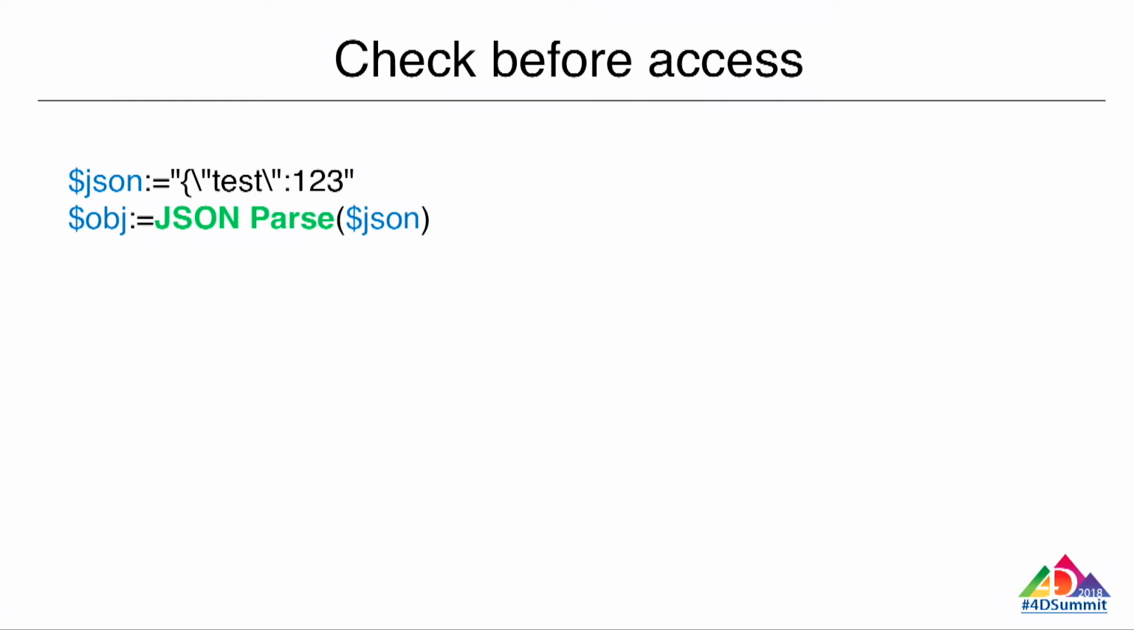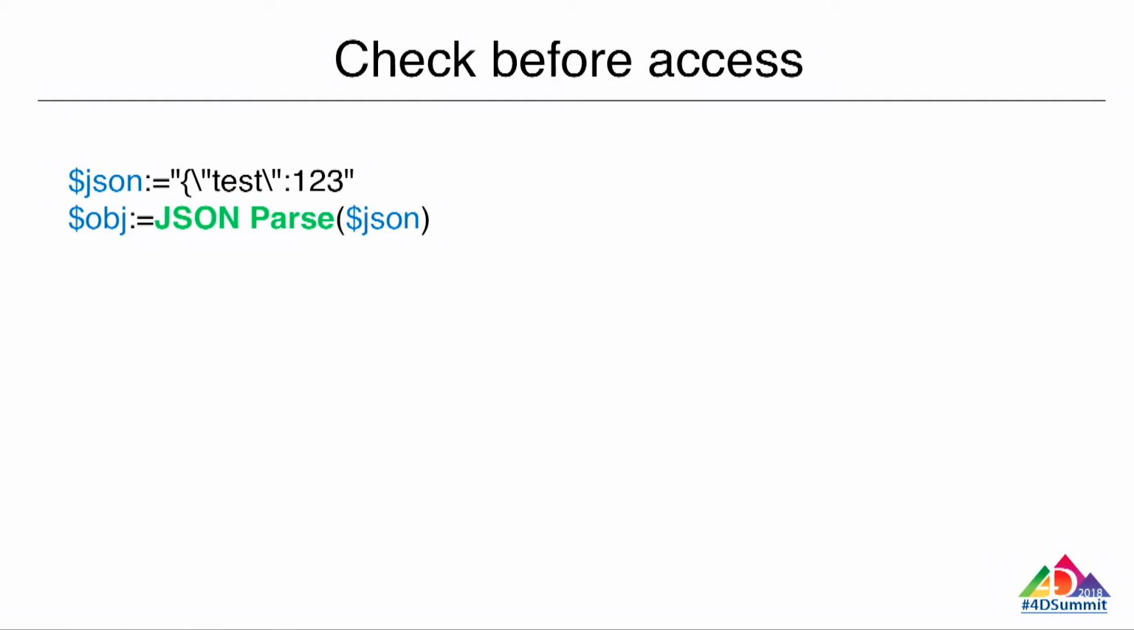Now, in the previous section, I talked about the OK variable. The OK variable is good to check the status of a particular command. But with JSON parse, the OK variable is not possible.